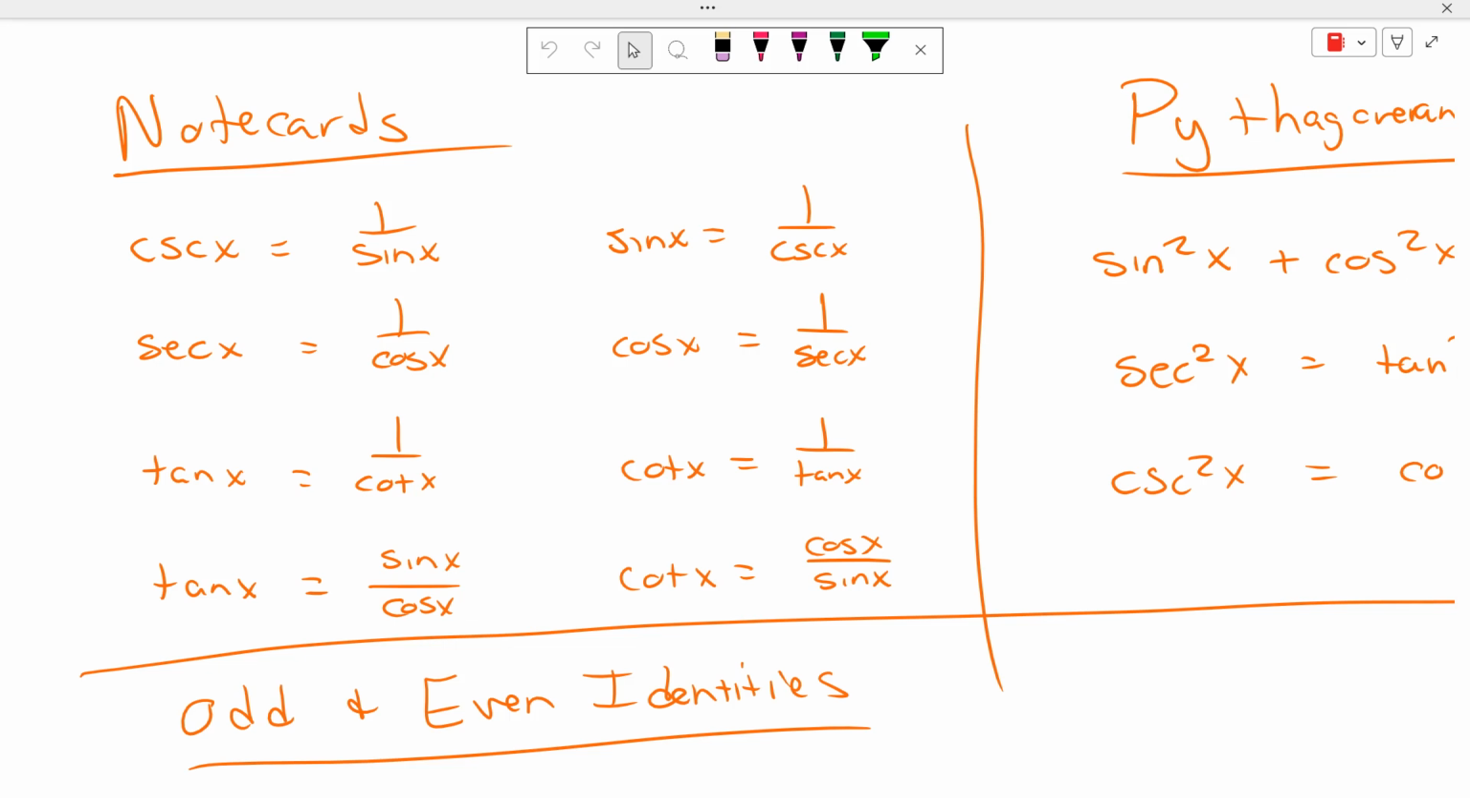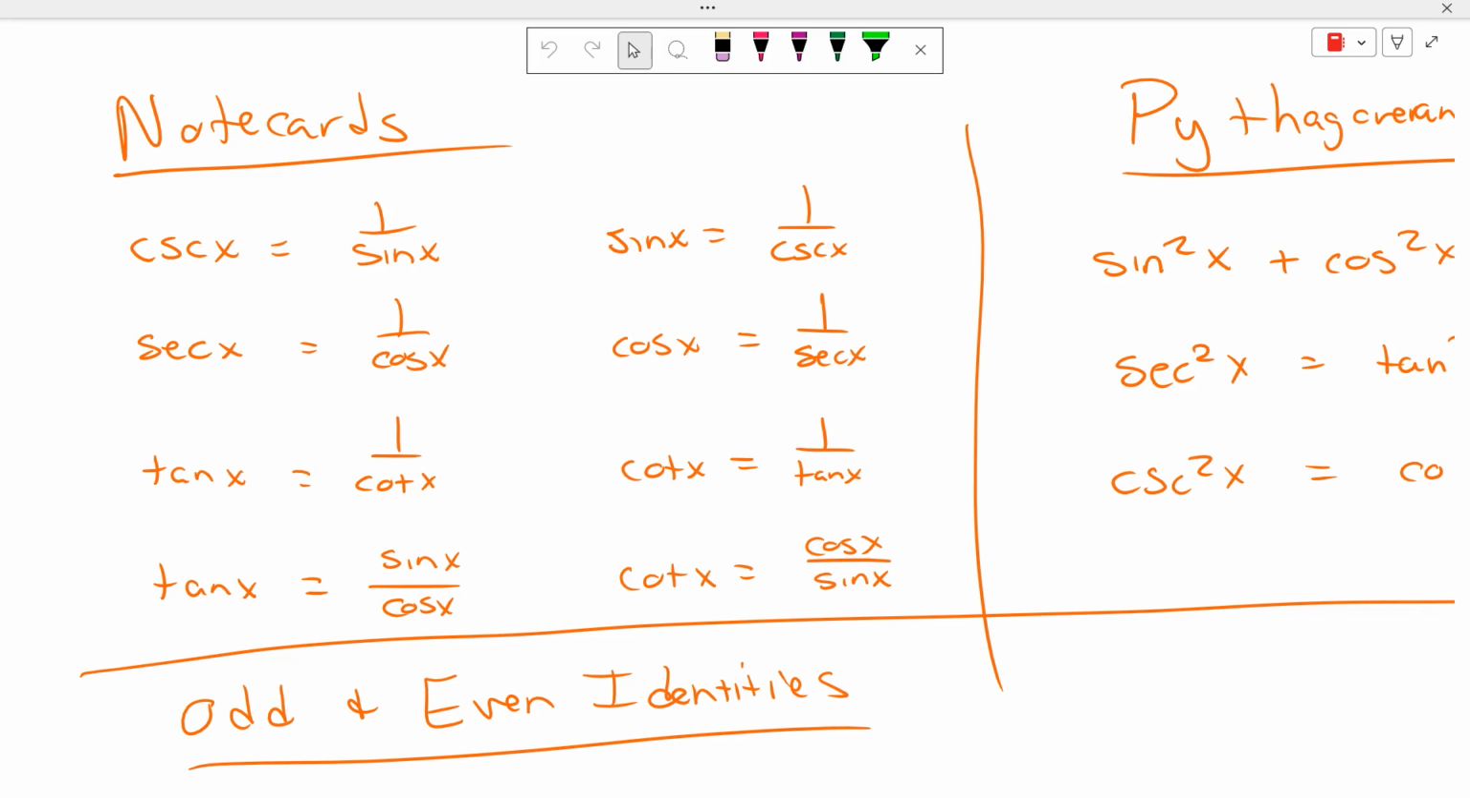Now, every once in a while, we'll turn sine into 1 over cosecant or cosine into 1 over secant. But most of the time we'll be turning cosecant and secant into sines and cosines. Even though cotangent is 1 over tangent, most of the time we'll be turning cotangent into cosine over sine.